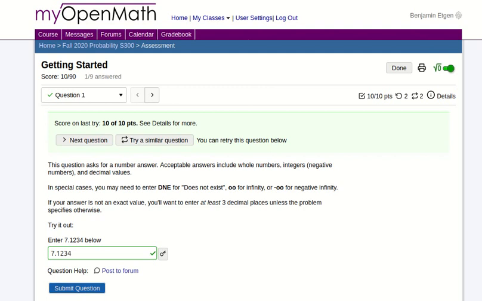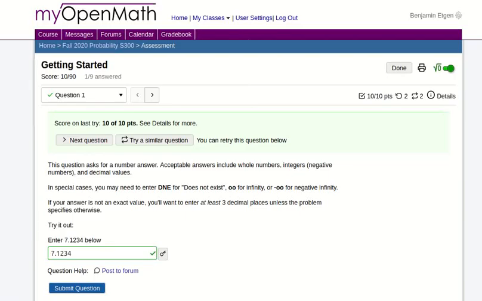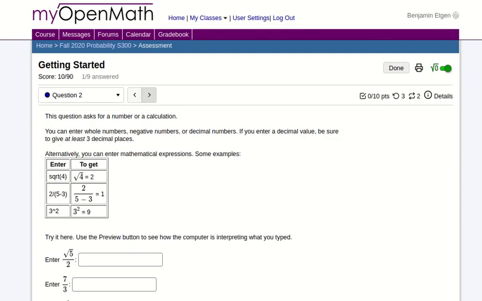It's basically getting you started using algorithmically generated homework. So I'm going to submit that. Oh, not changed since your last submission. Okay, then I'm going to go to the next question. And it says, my golly gosh, how do you enter things?